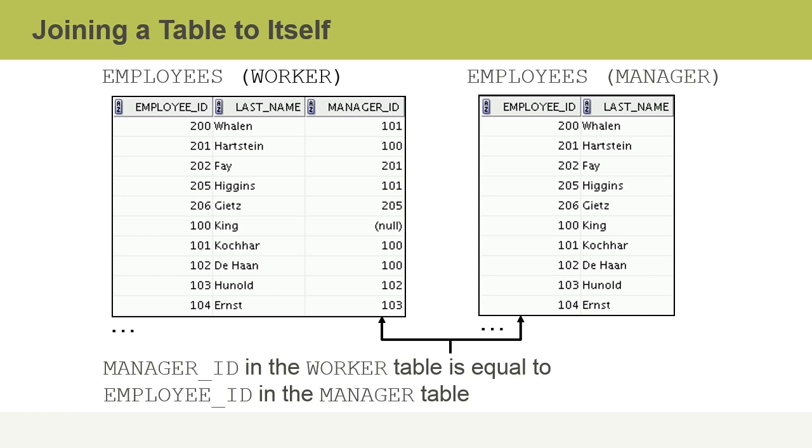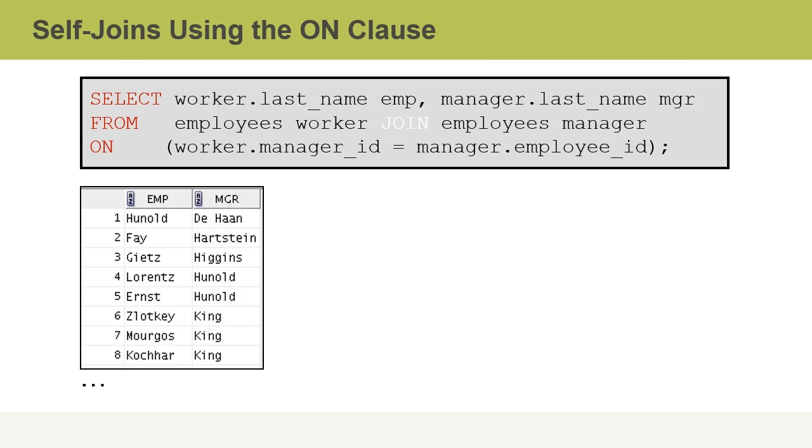In this process, you look at the table twice. The first time you look in the table to find Ernst in the last name column and the manager ID value of 103. The second time, you look in the employee ID column to find 103 and the last name column to find Hunold. The ON clause can be used to join columns that have different names within the same table or in a different table.